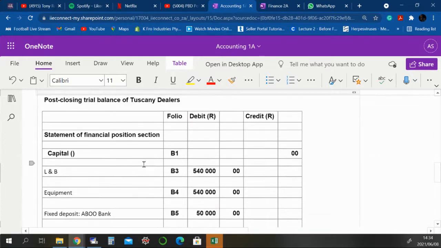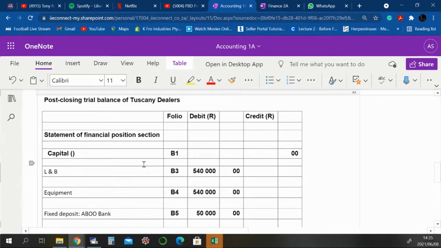So remember, look at the process again that I gave you. I said your post-closing trial balance is your new capital balance plus all your assets and liabilities. For this specifically, they give us those numbers. They don't have to. But how do you find out land and buildings? You would have to go to the trial balance, the pre-closing trial balance.